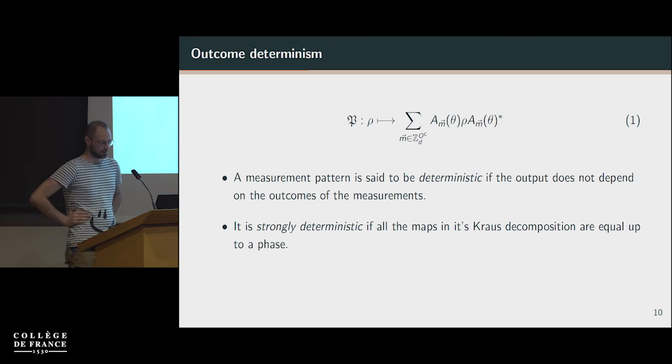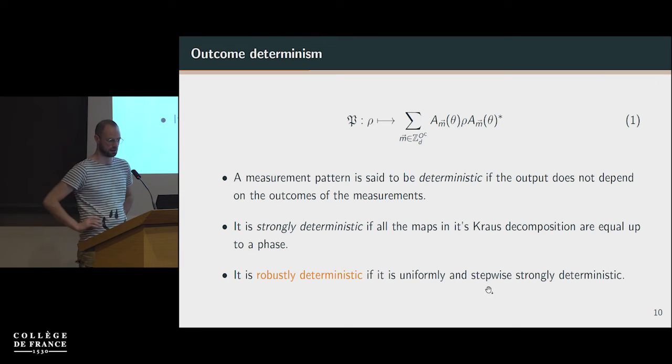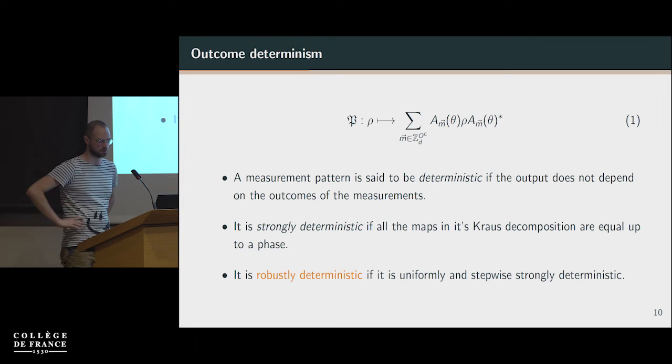And then finally, even this is not a strong enough determinism condition for the characterization of determinism that we have done. We further say that a measurement pattern is robustly deterministic if it is uniform, that is, it is deterministic for any choice of measurement angles for any of the measurements. And furthermore, it is stepwise strongly deterministic, that is, any partial computation is deterministic, or if I stop at any point during the MBQC, the resulting computation is going to be deterministic, right?